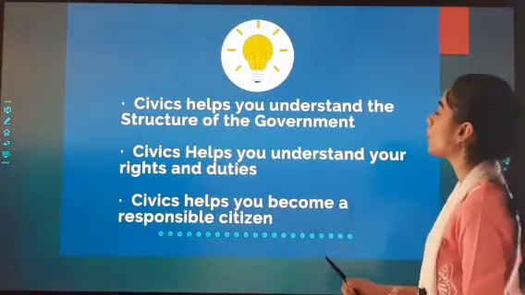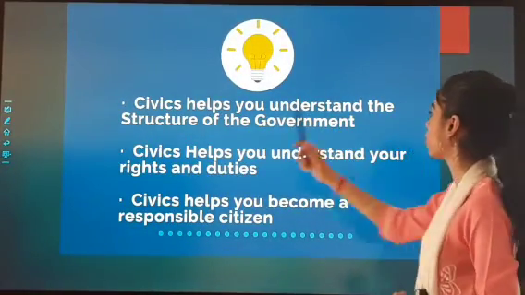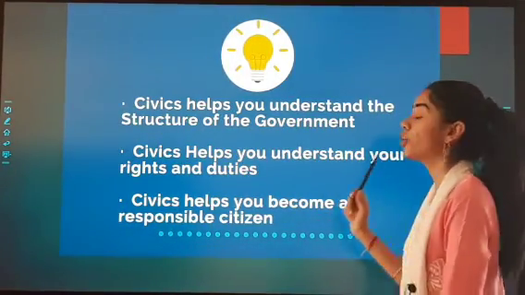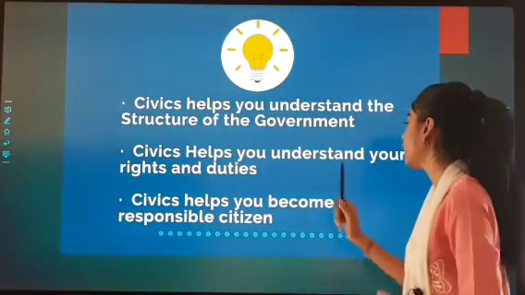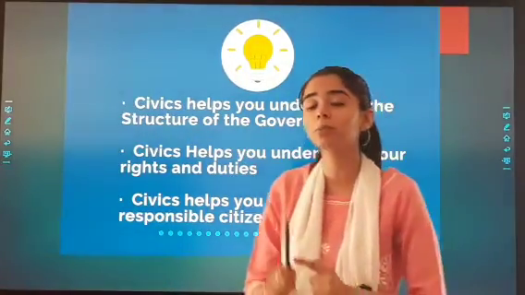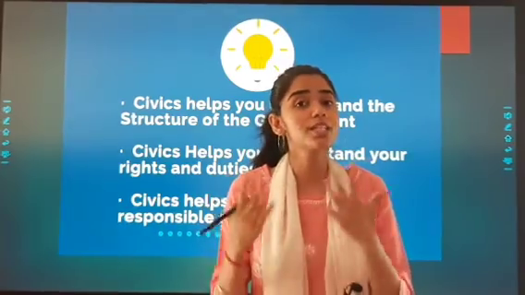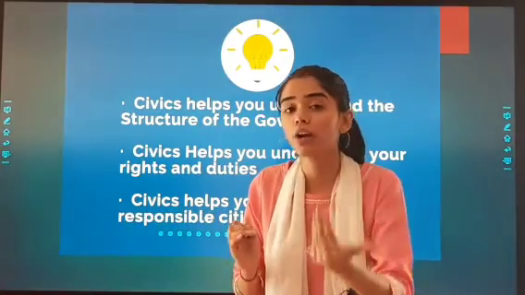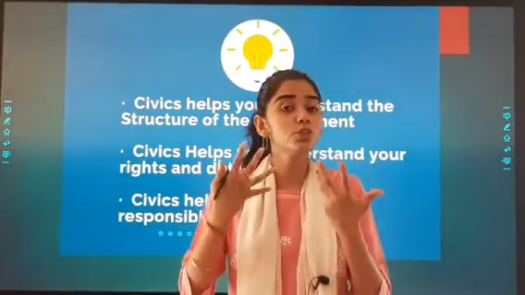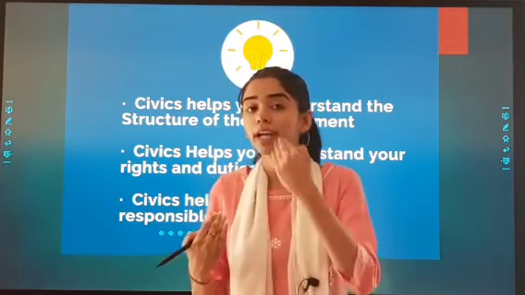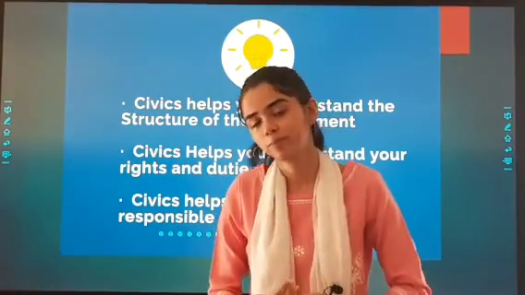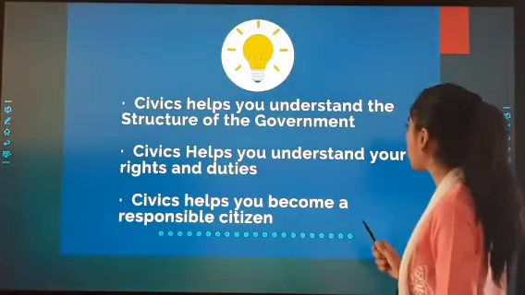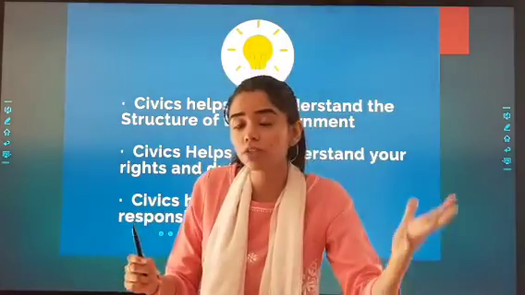So, civics helps you to understand the structure of the government. Civics helps you to understand your rights and duties. It helps you to become a responsible citizen. So civics is basically about us as citizens, knowing about our rights and duties. What is the role of a citizen? हमें एक responsible citizen बनना चाहिए, जैसे कि बोला जाता है हमेशा. So what are our duties and also how is the structure of the government?